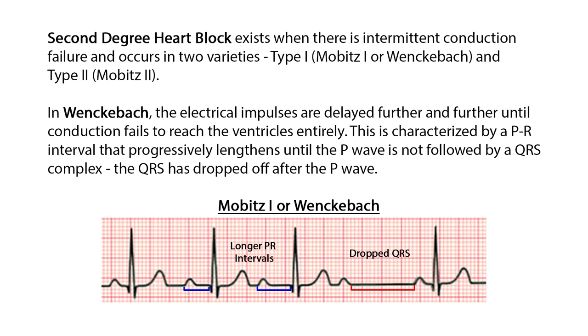This is characterized by a PR interval that progressively gets longer and longer until the P wave is not followed by a QRS complex. The QRS has dropped off after the P wave. Essentially, the heart has skipped a beat.